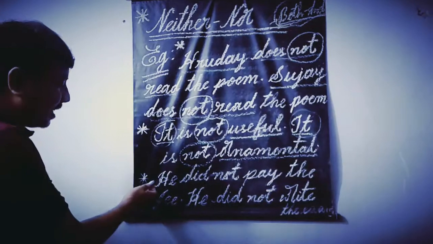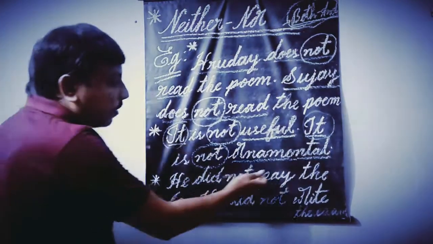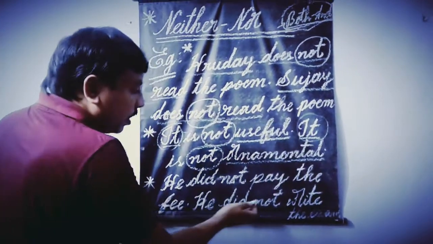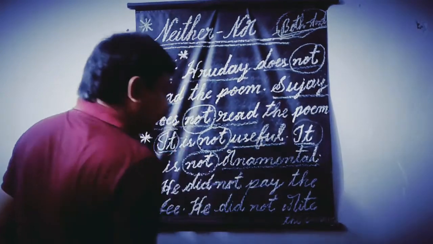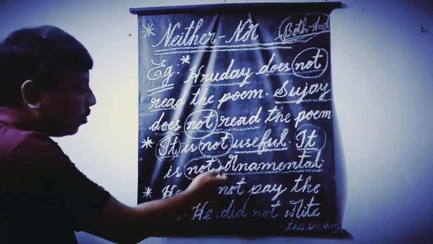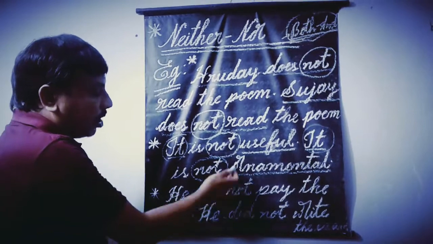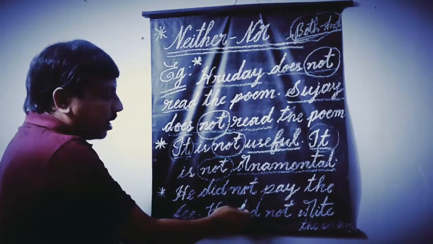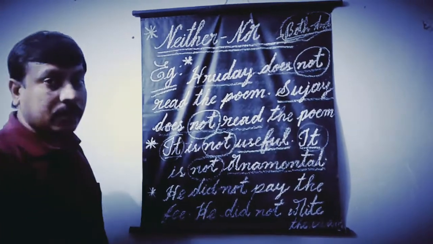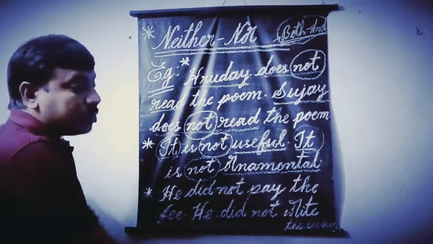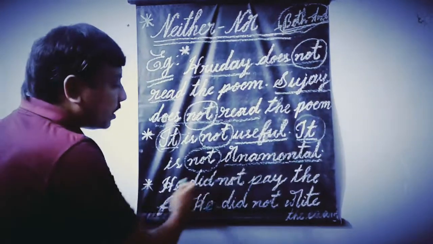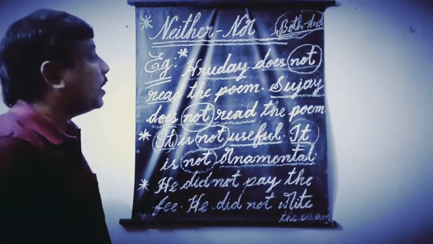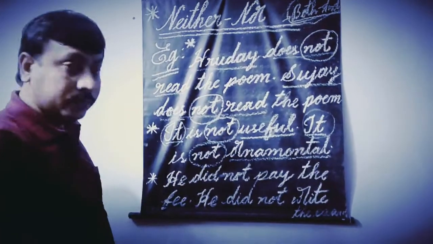Now let us take one more example. He didn't pay the fee. He did not write the exam. Here we can find two negative events in the past tense. Then how to join these two negative ideas into one by using neither nor.